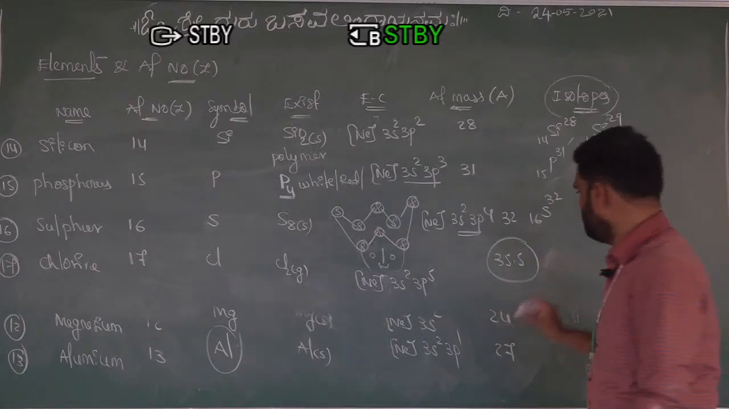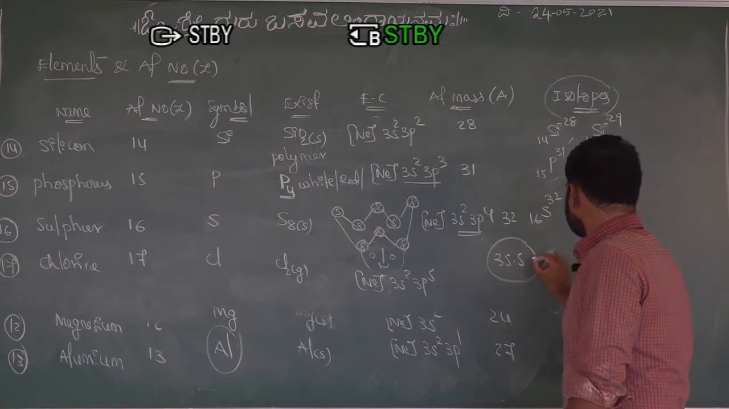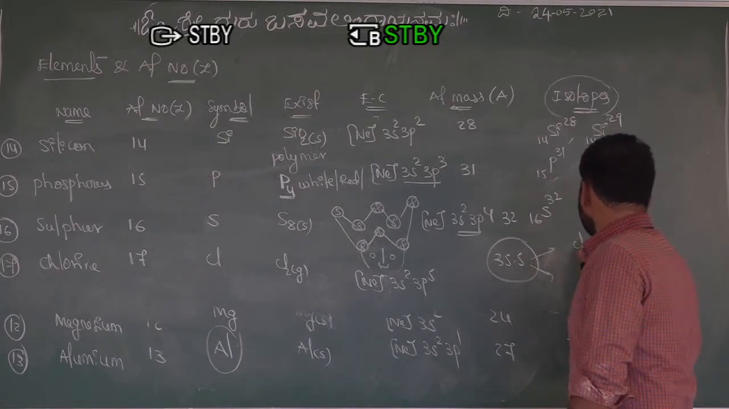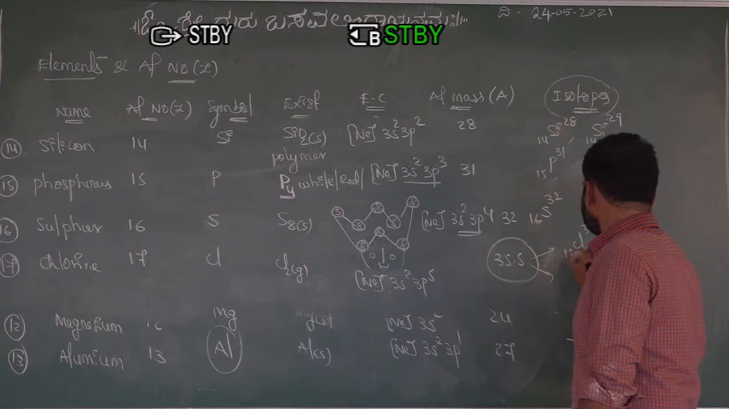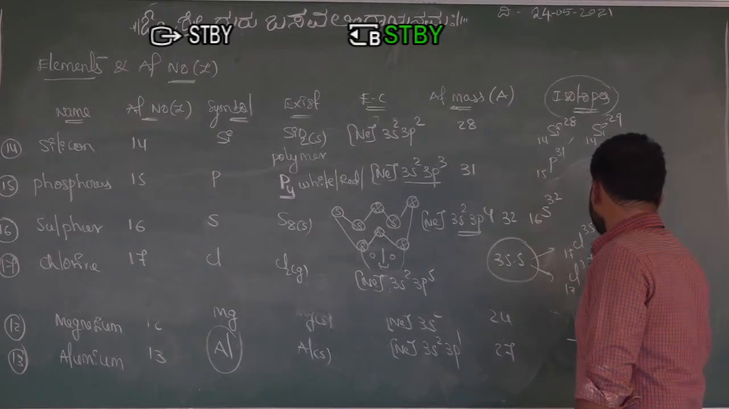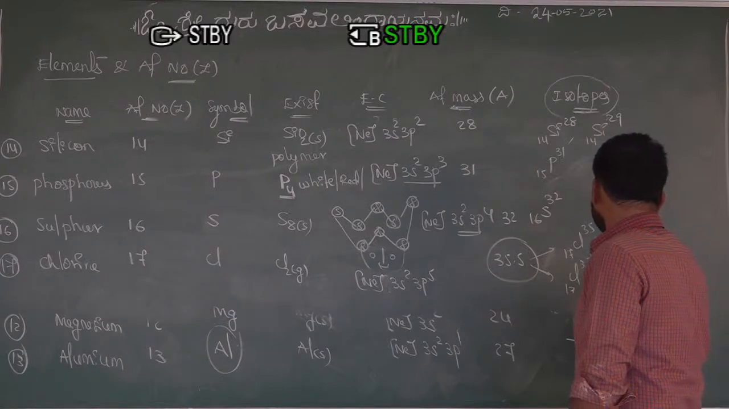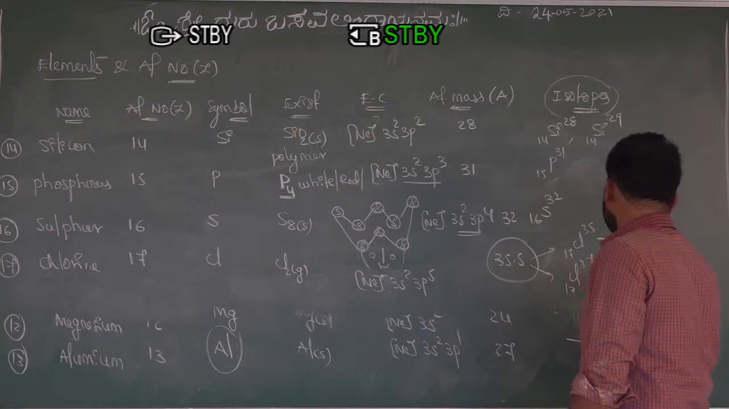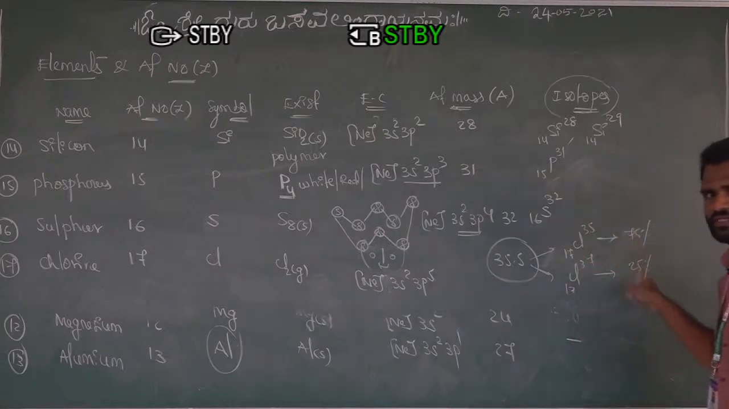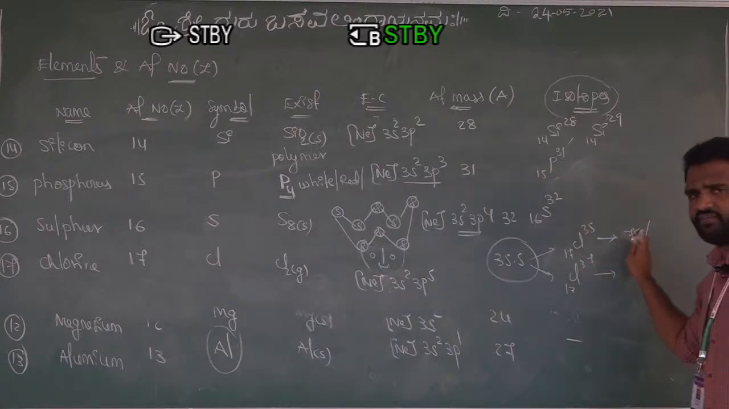in what? Isotopic form. If you see that, chlorine exists in what isotopes? Chlorine 35, atomic number 17, and chlorine 37. This 35 fellow will be 75%, and this 37 is 25%. These are the natural abundance of chlorine, 75 and 25.